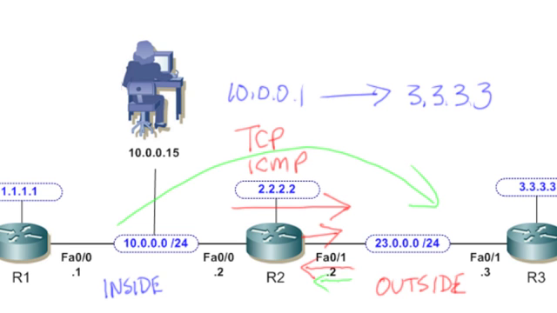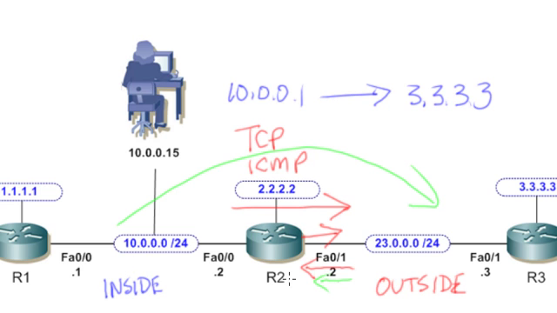So the goal is that the inside network can initiate conversations to the outside and get responses, and at the same time the outside cannot initiate connections to the inside. That's the goal of this kind of semi-stateful filtering using reflexive access lists.